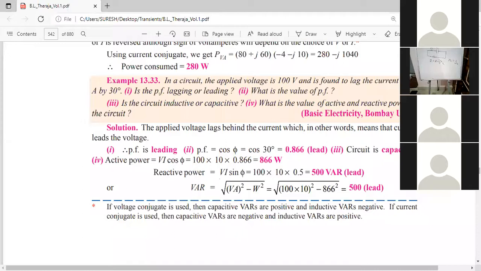What is the third bit? Is the circuit inductive or capacitive? The circuit is capacitive because current is leading the voltage. The reason is current is leading the voltage. That is the third bit. Now come to the fourth bit: active and reactive power.